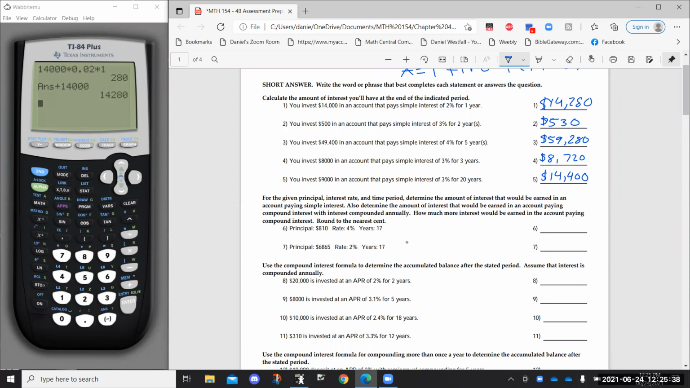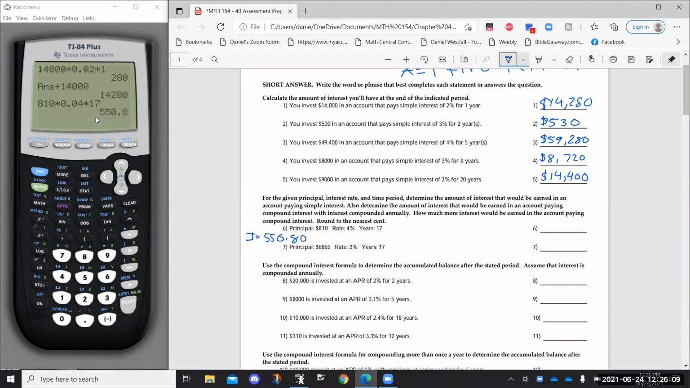So for this one, we want to find the simple interest first. The simple interest is going to be 810 times 4% times 17 years. Simple interest is going to be $550.80. So that's going to be I, my simple interest, 550.80.